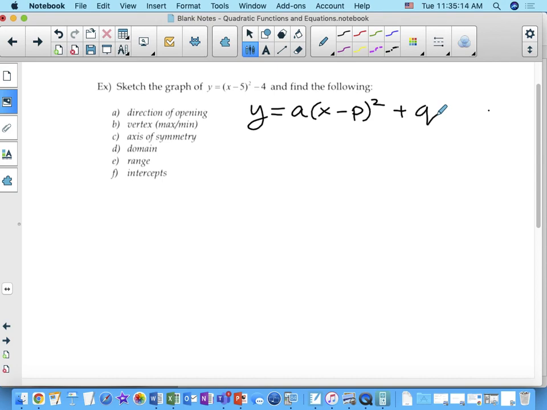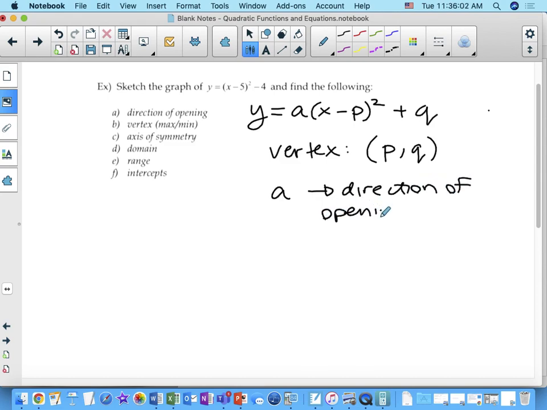Okay? Couple things that I know. The vertex is at, remember that if it's minus p, it moves in the opposite direction. So if it's a minus p, the vertex would be at p, q. a tells me direction of opening and wide or narrow compared to x squared. Or compared to y equals x squared, I should say.